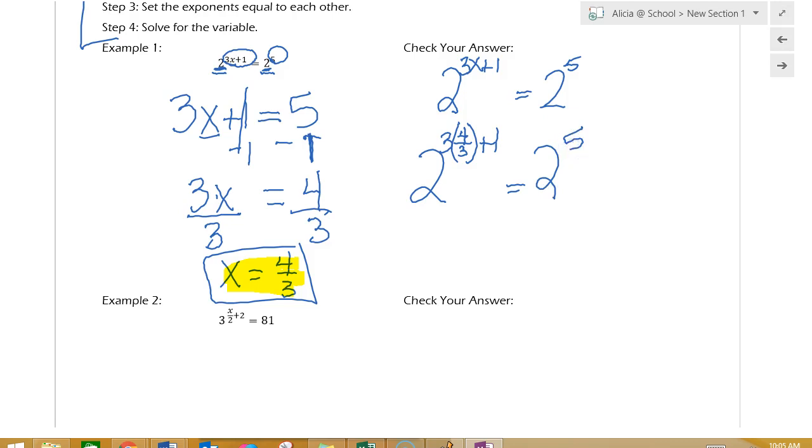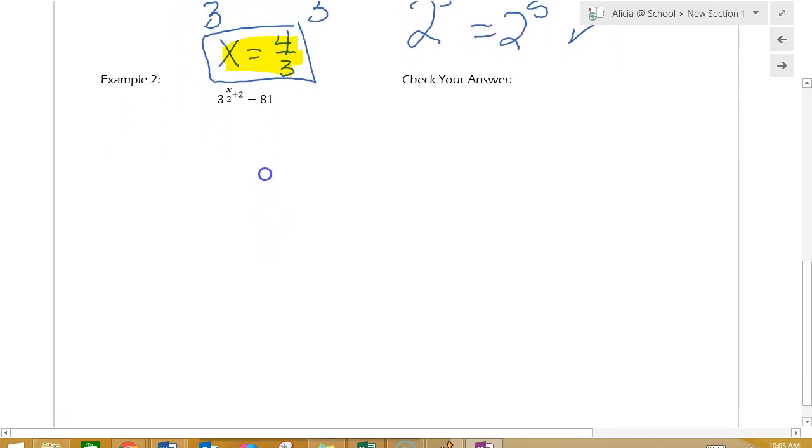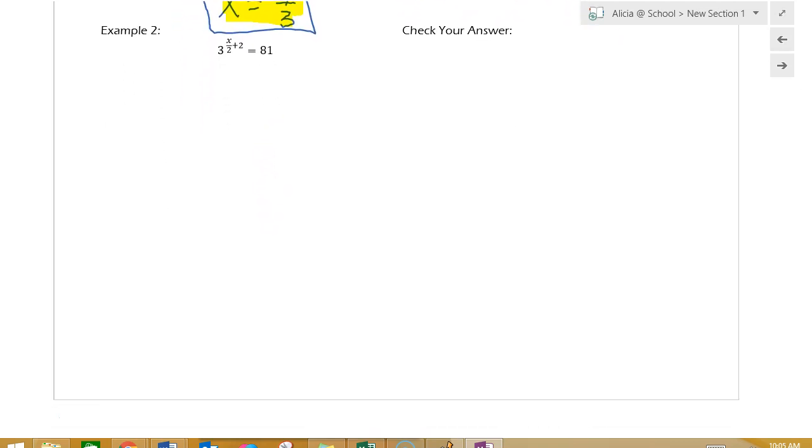Simplifying on the left side, my base is a 2. 3 times 4 thirds becomes 4, plus 1 is 5. So yes, those are equal. I am good to go. That answer is correct. We're moving on, still following those same steps as before.